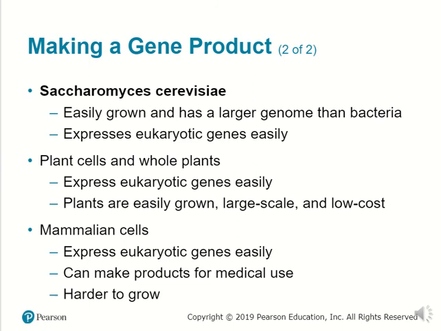Now, there is Saccharomyces cerevisiae. They're easily grown and have a larger genome than bacteria. They express eukaryotic genes very easily. Now, there are plant cells and whole plants that express eukaryotic genes easily. Plants are easily grown on a large scale and at relatively low cost. And in the case of mammalian cells, they will express eukaryotic genes very readily and can make products for medical use, but they are harder to grow.